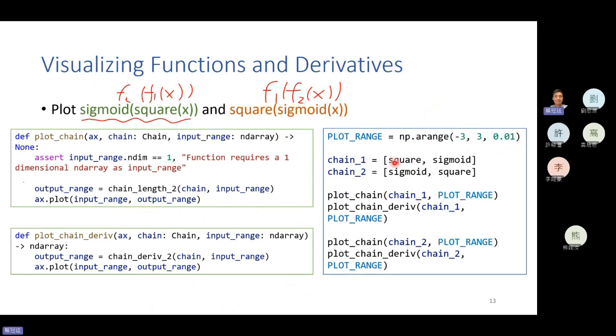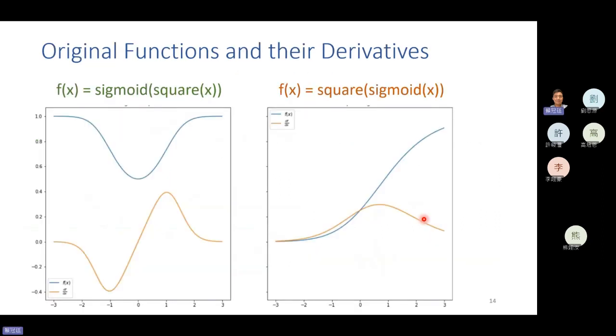So we have two combinations. The first one is square first and then the sigmoid function. The second chain is sigmoid first and the square later. And then we plot those two functions to see if our implementation of the derivative is correct or not. Okay, so here are the results.